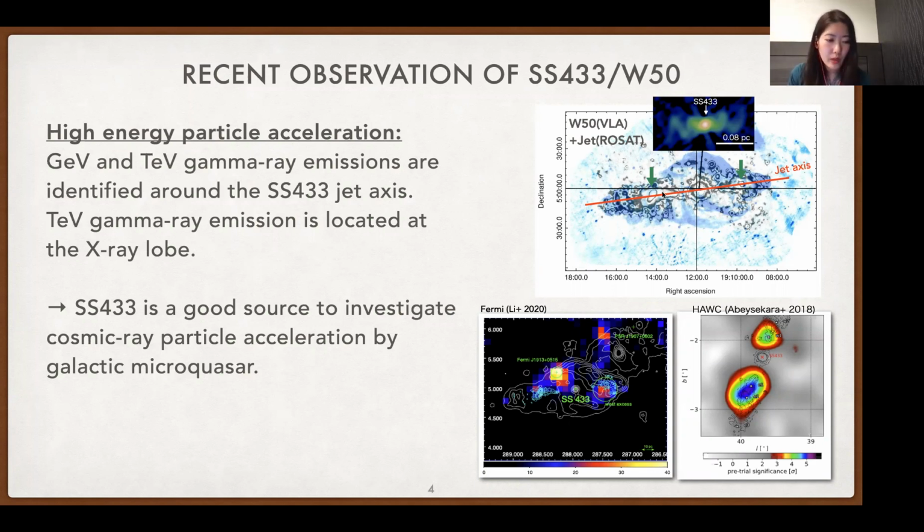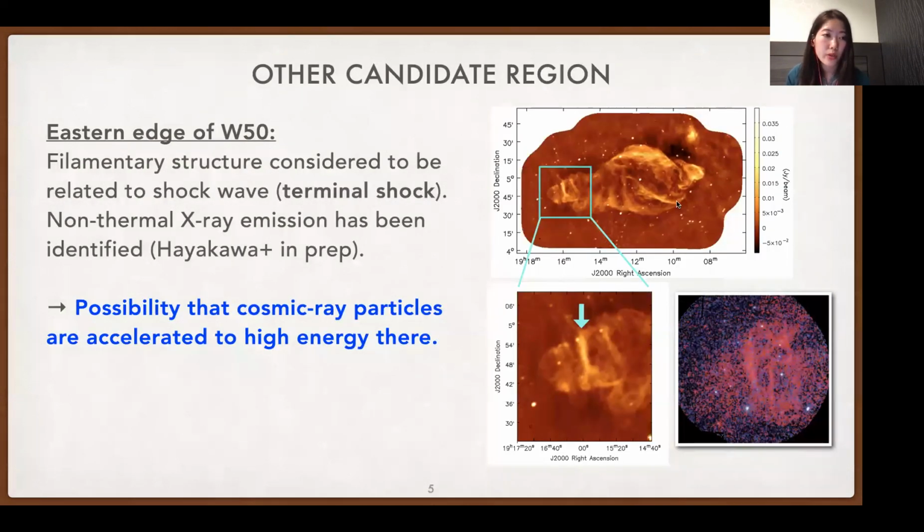So many scientists focused on the TeV gamma-ray region as the accelerator of cosmic ray particles. But in our study, we focus on the eastern edge region of W50. There is a filamentary structure at the eastern edge, and the filament is believed to be formed by the SS433 jet as a terminal shock. So there is a possibility that acceleration by diffusive shock acceleration happens around here. In fact, although there is no gamma-ray emission around here, we found non-thermal X-ray emission. So we focus on this region in this study.